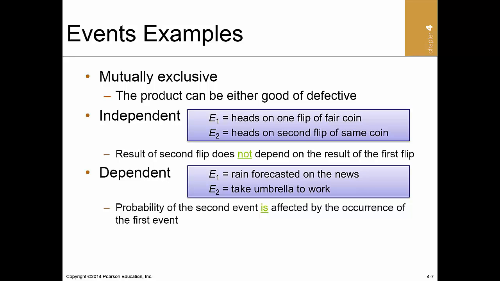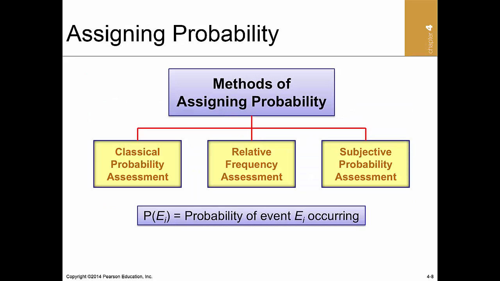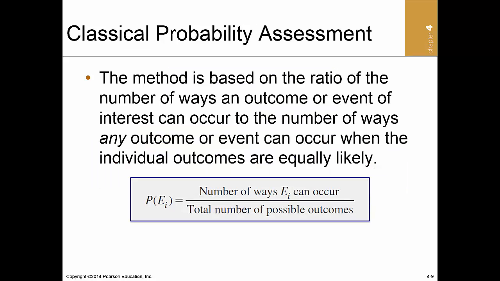Probability can be assigned to outcomes in more than one way. There are 3 common ways to assign probability to outcomes: classical probability assessment, relative frequency assessment, and subjective probability assessment. The first method of probability assessment involves classical probability. You're probably already familiar with classical probability. It had its beginnings with games of chance and is still most often discussed in those terms.